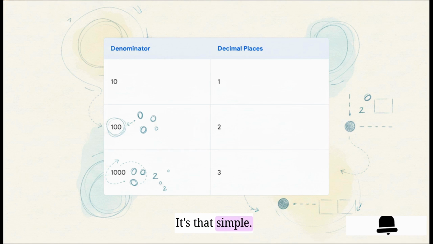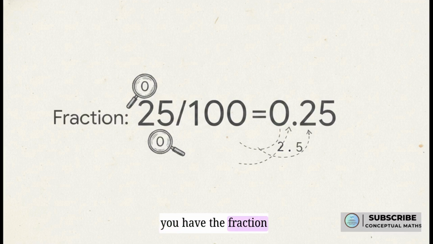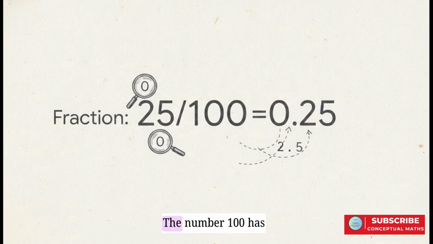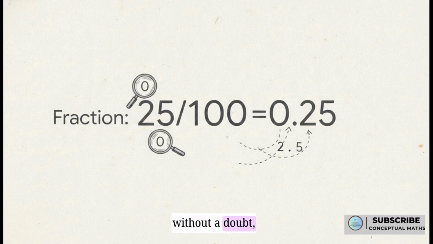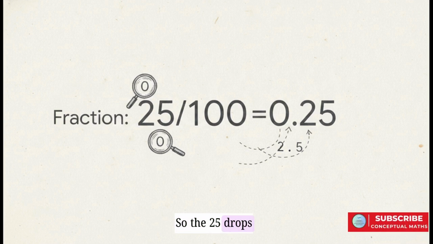It's that simple. Let's take this golden rule for a test drive with hundreds to show you just how foolproof it is. Say you have the fraction 25 over 100. Look directly at that denominator. The number 100 has 2 zeros. That explicitly tells us, without a doubt, we need exactly 2 digits right after the decimal point. So the 25 drops in seamlessly, and boom, we get 0.25.